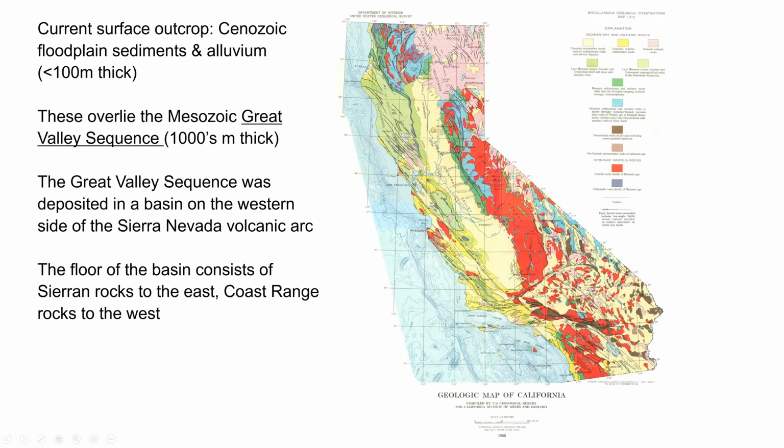The current surface outcrop that we see, this yellow coated rock here, is mostly all just sediments and alluvium. These overlie the Mesozoic Great Valley sequence, which is thousands of meters thick. The Great Valley sequence was deposited in a basin on the western side of the Sierra Nevada volcanic arc, the Forearc Basin, and the floor of the basin consists of the Sierra rocks to the east and Coast Range rocks to the west.